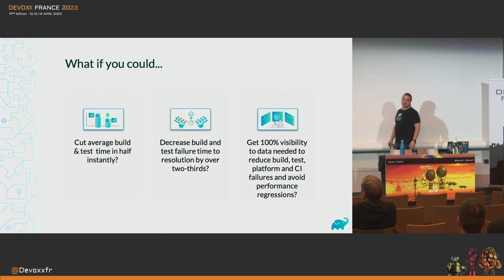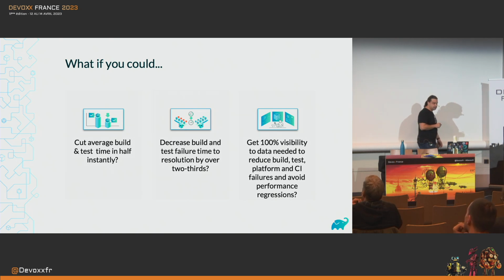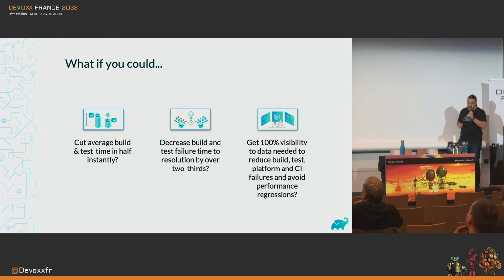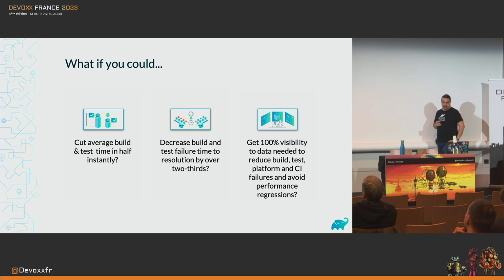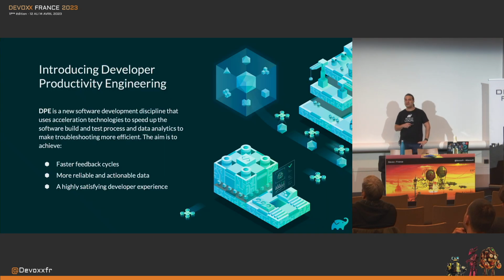We need to cut our average build times. We need to decrease build and test failure time to resolution. We need to get 100% visibility into the data that we need to reduce build, test, platform, and CI failures. So this is where developer productivity engineering comes in.